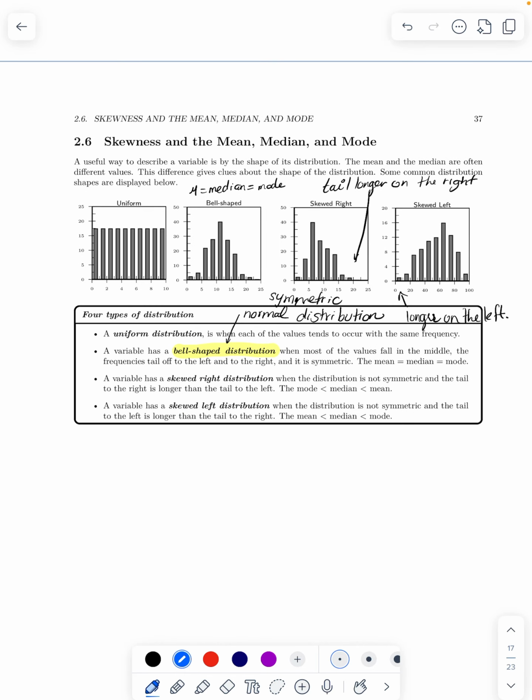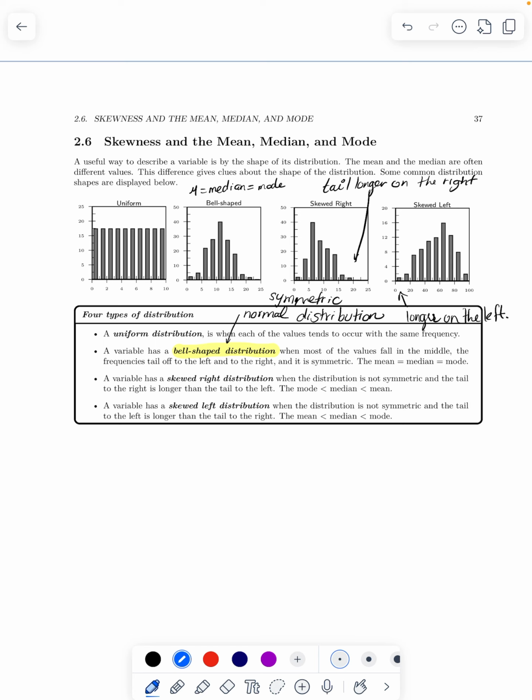Okay. Very last section, 2.6. In 2.6, we're going to talk about the type of skewness, the mean, median, and mode. A useful way to describe a variable is by the shape of its distribution. The mean and the median are often different values. This difference gives a clue about the shape of the distribution.